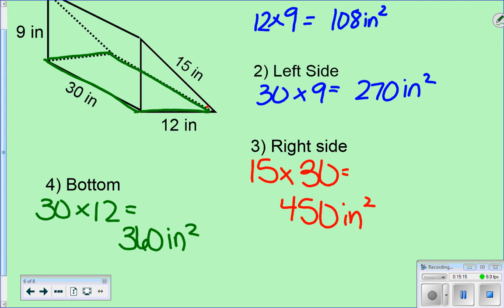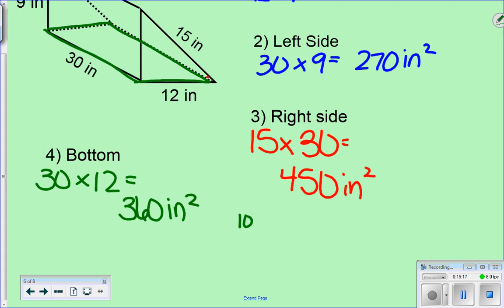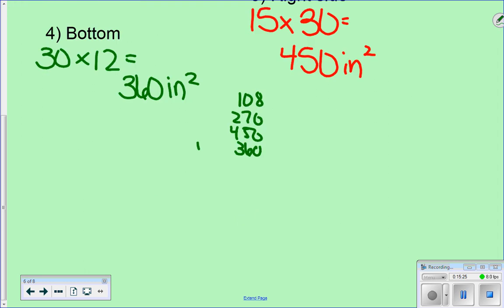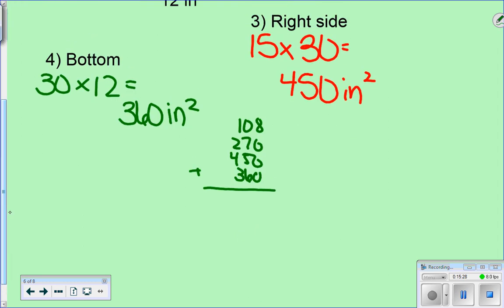Okay, so 108, 270, 270, 450, 360. That's a lot of numbers, you guys. Let's see, 8. Let's see, 12. If you see something I did incorrect, please speak up now. Really? I was looking at... Okay, so then I have, let's see, 7, 8, 9, 10, 11. And then is it inches? It should be squared.